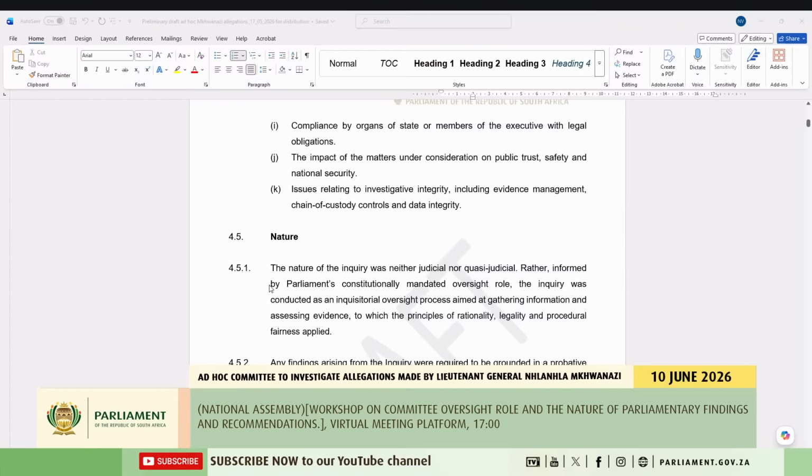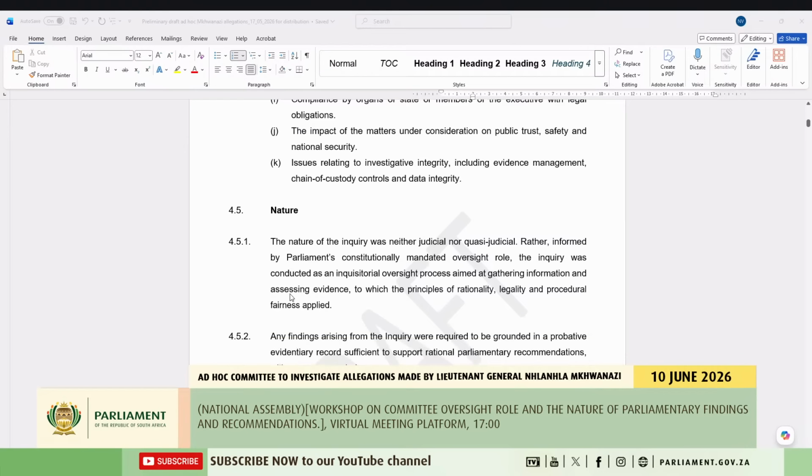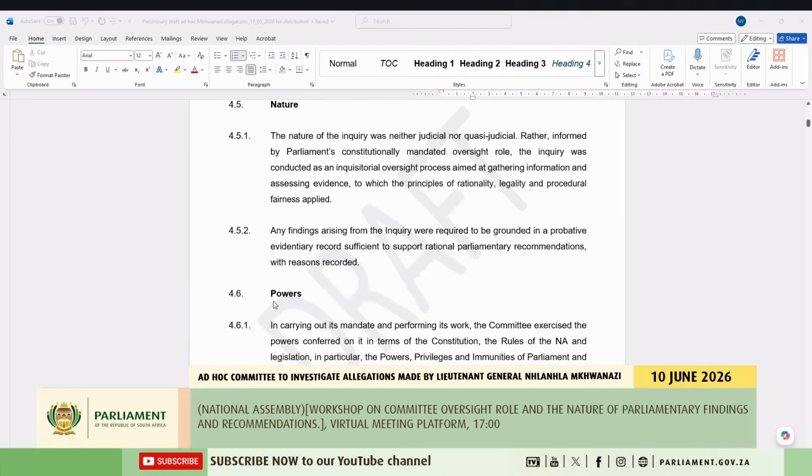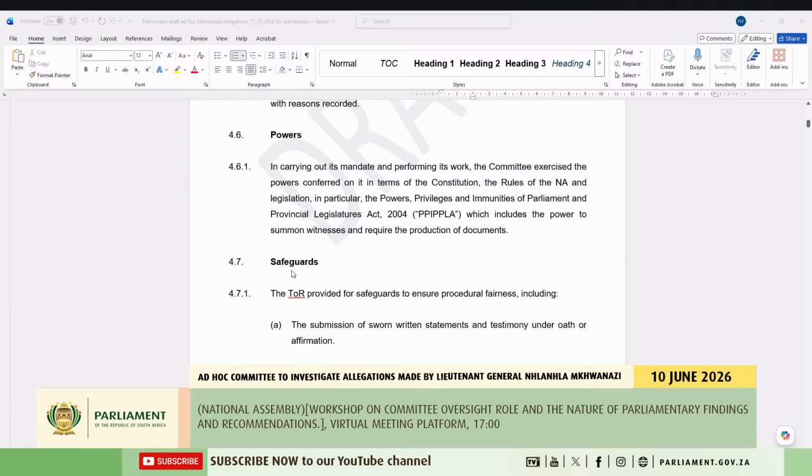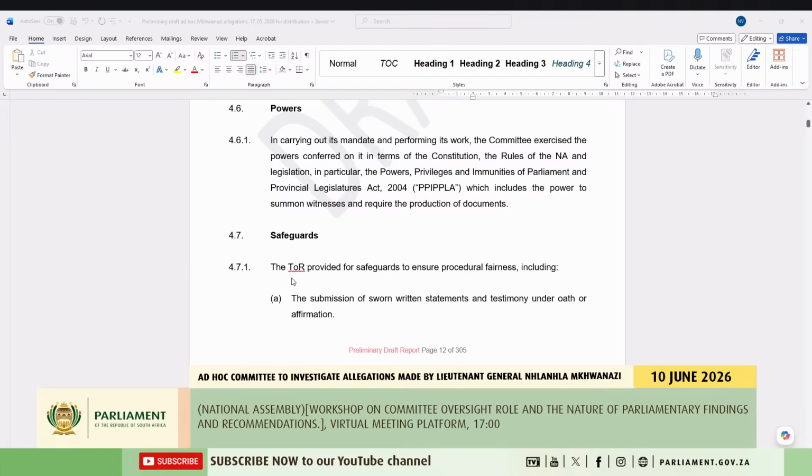Under section 4 is also the nature of the committee of inquiry, saying that it is neither judicial nor quasi-judicial, but rather informed by Parliament's constitutionally mandated oversight role. So it was conducted as an inquisitorial oversight process aimed at gathering information and assessing evidence, to which the principles of rationality, legality, and procedural fairness applied. It also contains a short section on the powers of the committee in carrying out its mandate. We also have the safeguards included in the terms of reference.